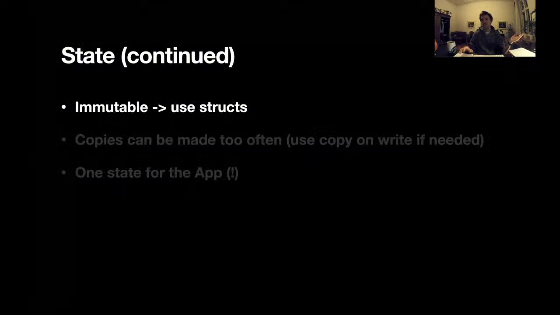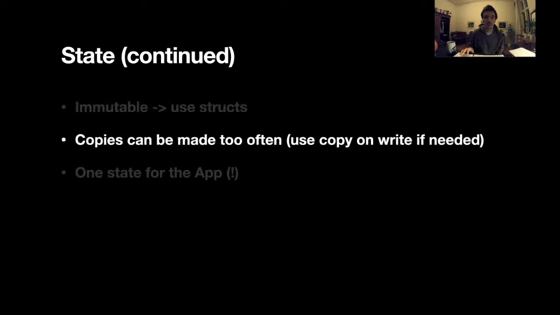So the state is immutable. We use structs there. So when a view receives the state, it basically cannot affect the state inside the store, right? It only gets a copy, and that's very important because the state can be changed only inside the store. So it's kind of fully immutable.